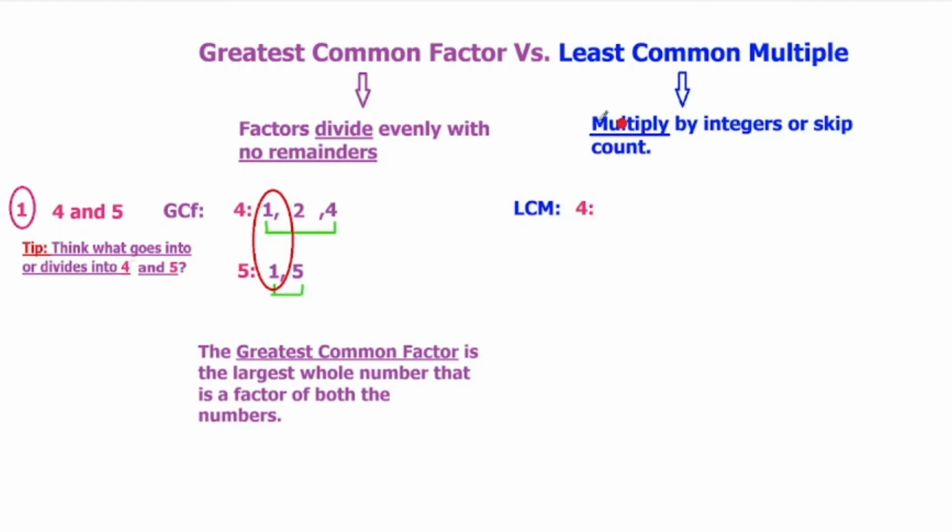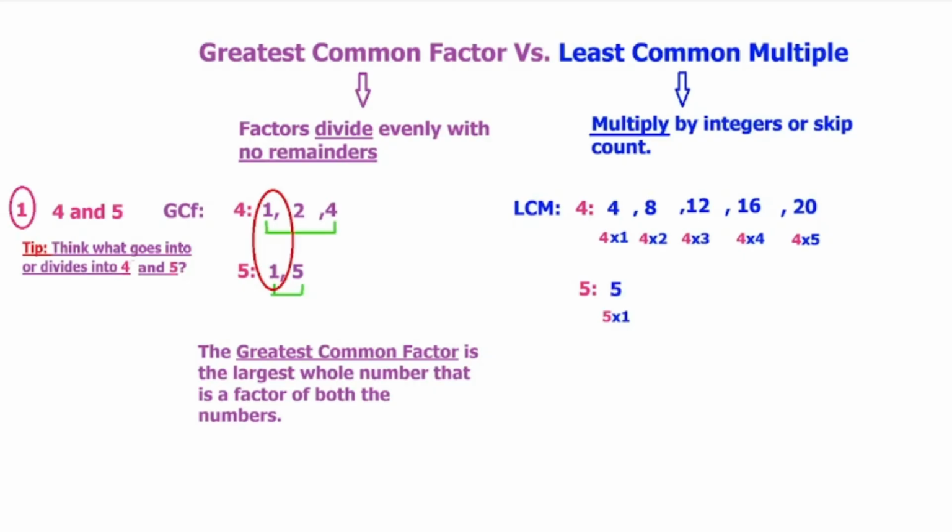Now let's go to this side and do the least common multiple for 4. Okay, so all we do is we take 4 and we multiply it. We skip count. 4 times 1, 4 times 2 is 8. Then 4 times 3 is 12. 4 times 4 is 16. And 4 times 5 is 20. And I think that's enough. So now we could do the same for 5.